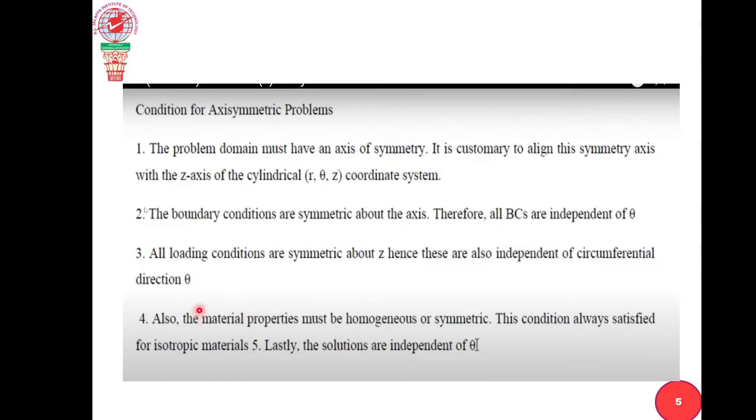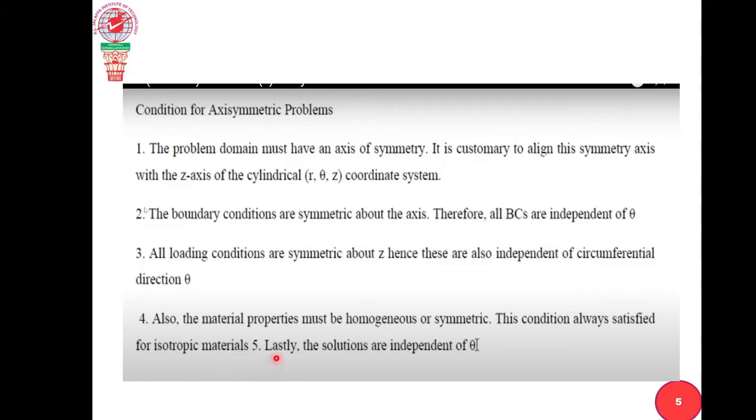Also, one more condition of axisymmetry problems is that the material properties must be homogeneous or symmetric. That is very important. All the properties are homogeneous and symmetric. We are almost assuming them to be homogeneous. This condition is always satisfied for isotropic material, meaning only for isotropic material will you get symmetry. But practically, what we use is not an isotropic material, as you know well. So based on assumption only we are going to do that. Therefore, we can treat all such materials as symmetric and homogeneous.